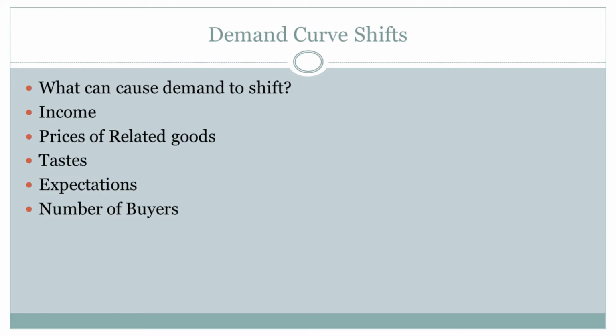I'm going to have this list of five things. They're going to be income, the prices of related goods, tastes of consumers, the expectations of consumers about the future, and the number of buyers in the market. We're going to go over these each one by one. So let's start with income.